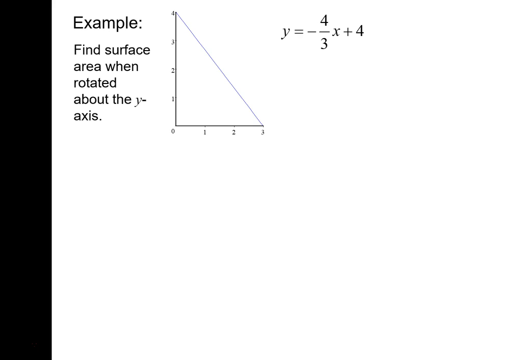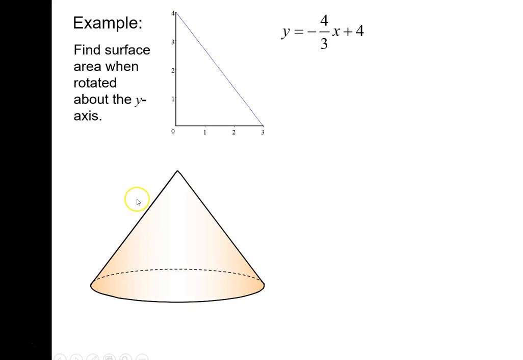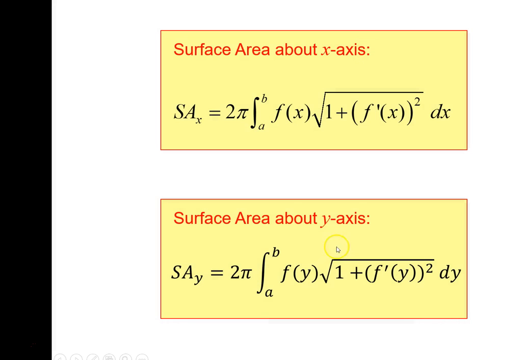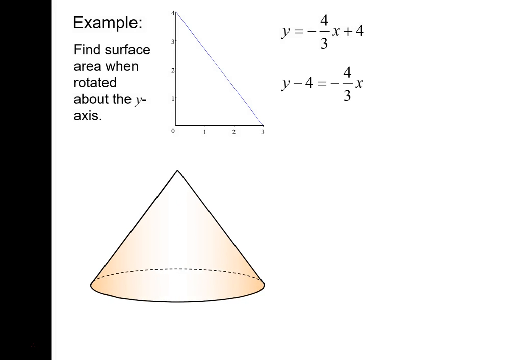So let's say we want the surface area when this line is rotated around the y-axis. So essentially, because it's a straight line, this is the surface area of a cone. And let's say the equation is given by the function y = -4/3 x + 4. Because we're going around the y-axis, I'm going to use this second version of the formula, which means I need to put everything in terms of y. So I'm going to solve the equation, first of all, for x, which means I've got x = -3/4 y + 3. That's the function in terms of y.